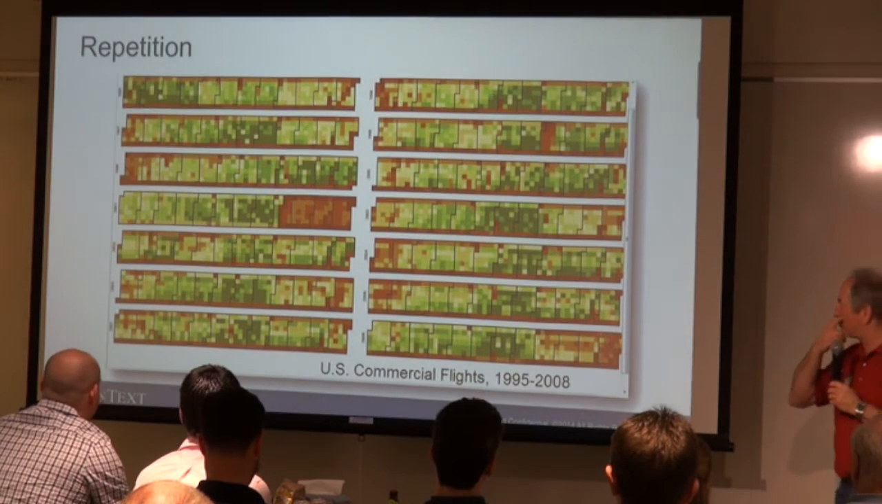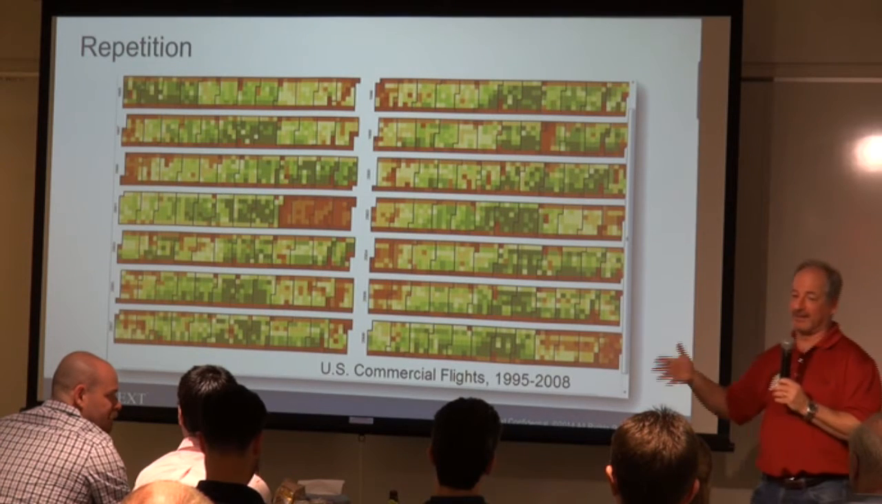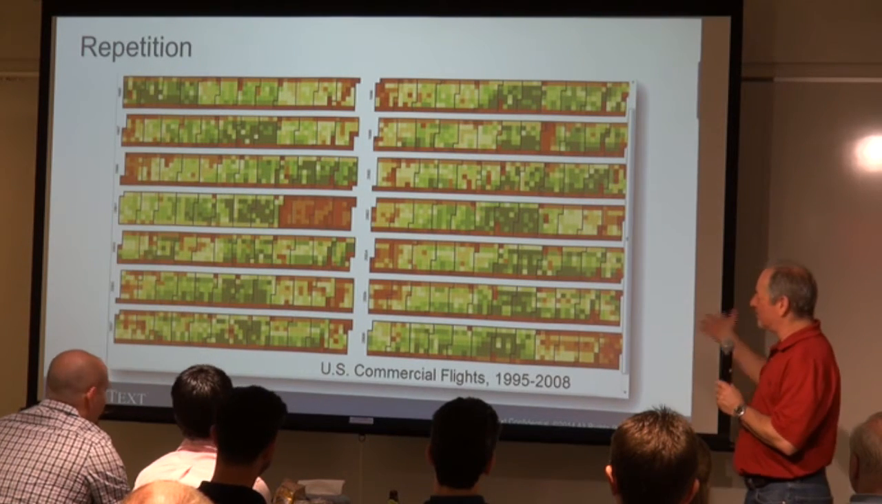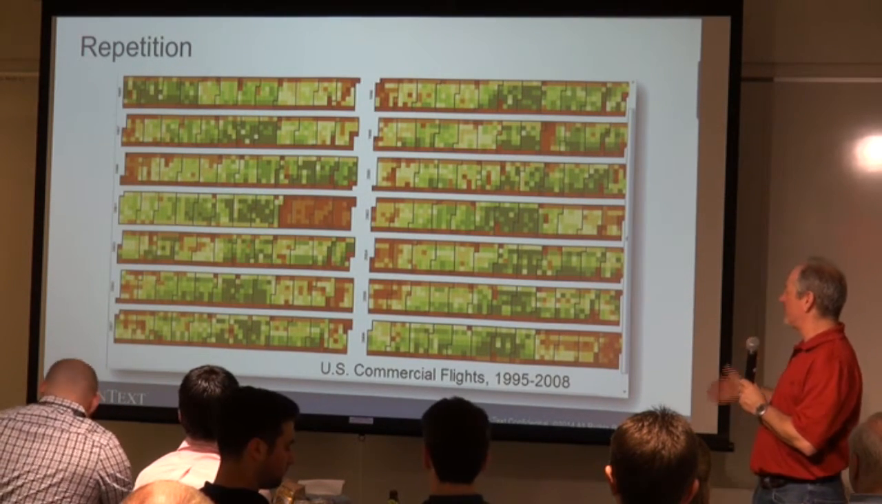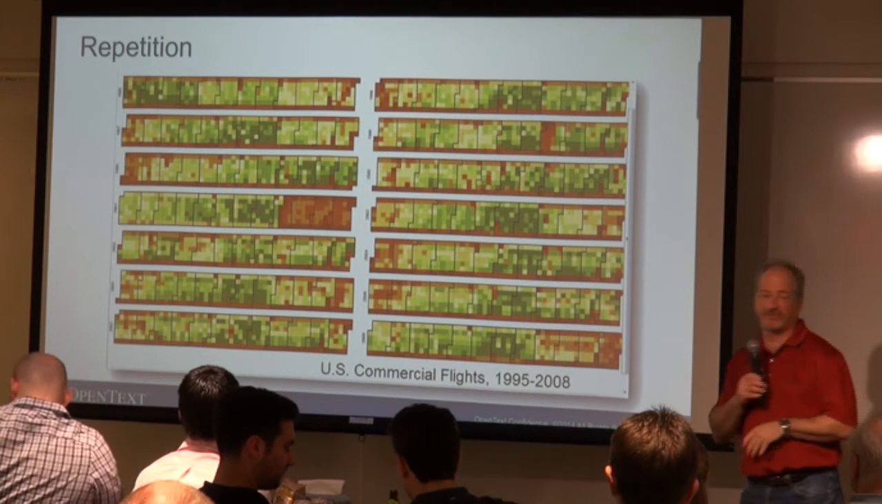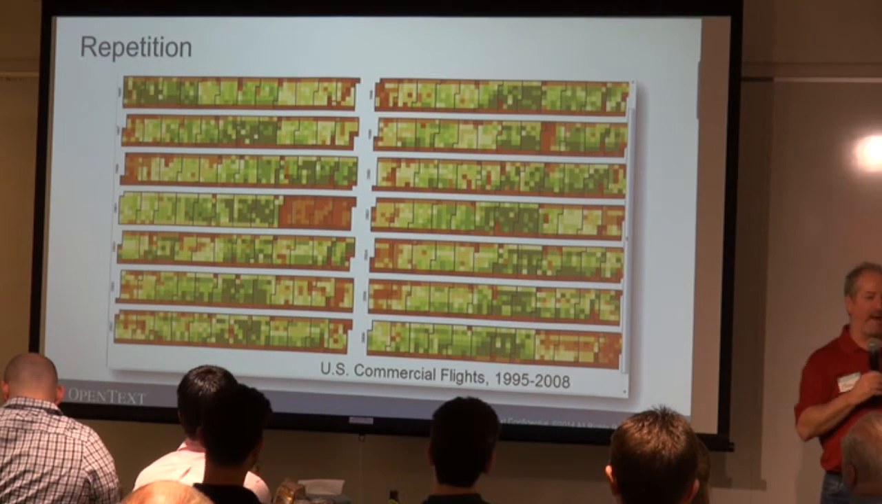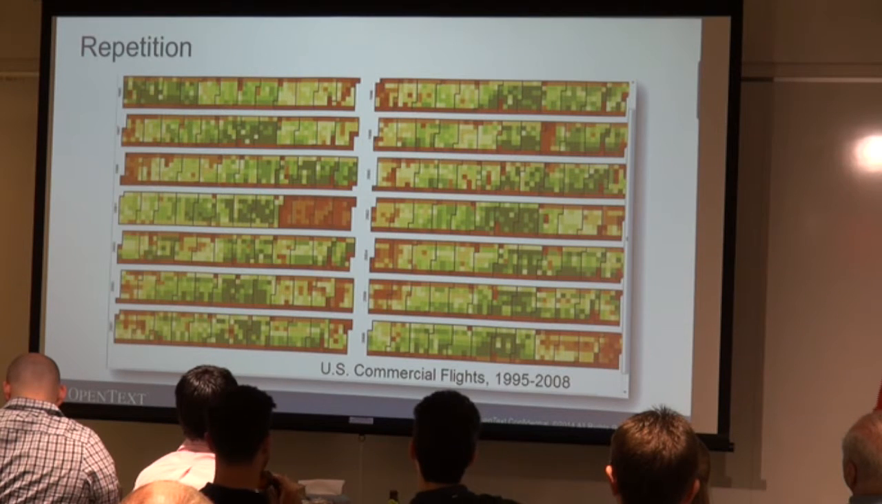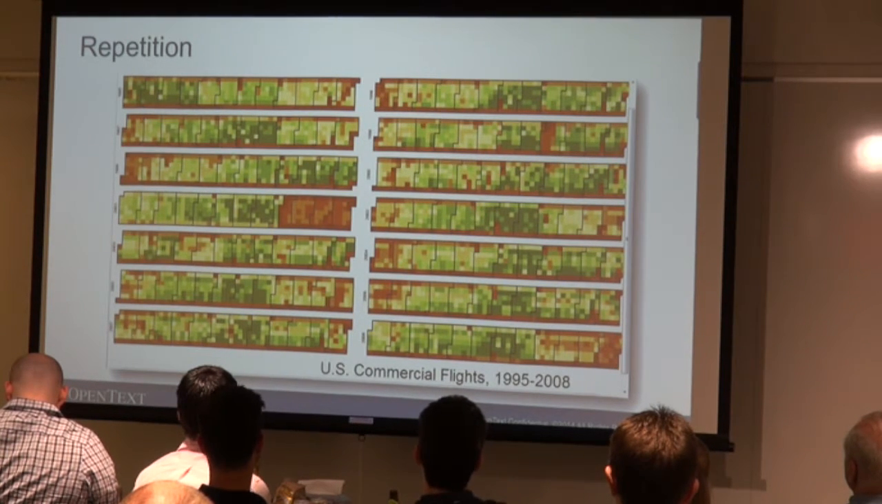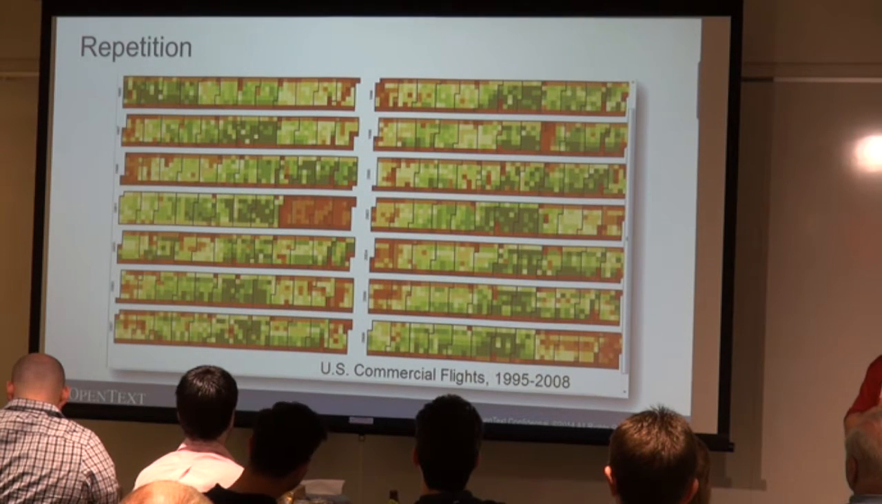Another one of my favorite charts. Again, the data is doing the talking. All it has is a label: U.S. commercial flights, 1995 to 2008. Each box is a year. Each row is a day of the week, so the top is Sunday, the bottom is Saturday. Very quickly, I could see a lot of trends.